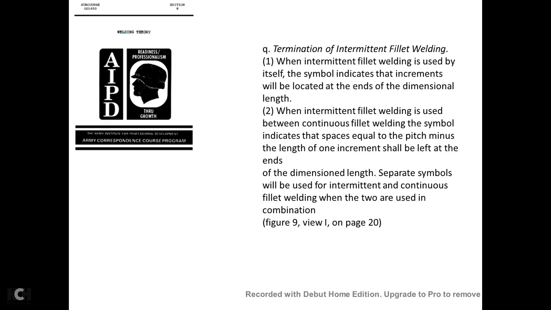Termination of intermittent field welds. When intermittent field welding is used, the symbol indicates the increments are located at the end of the dimension. The intermittent field welds are used between continuous fillet welding, and the symbol indicates the space equal to the pitch minus the length of one increment should be left at the end of the dimension length. Separate symbols will be used for intermittent and continuous fillet welds when there are two used in combination.